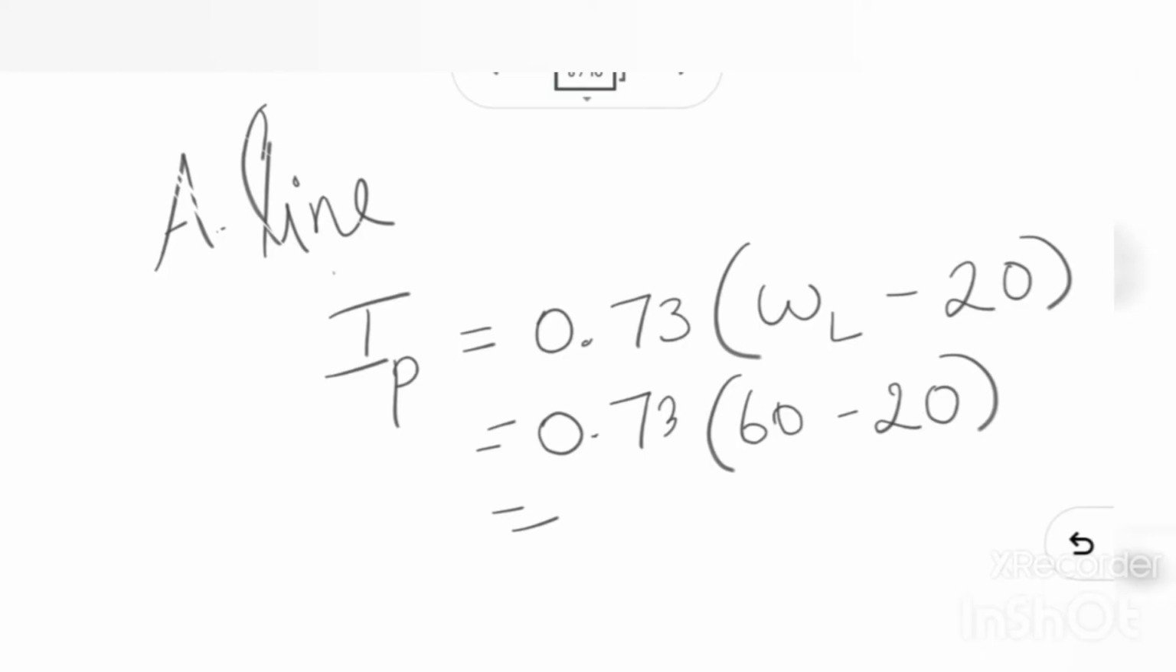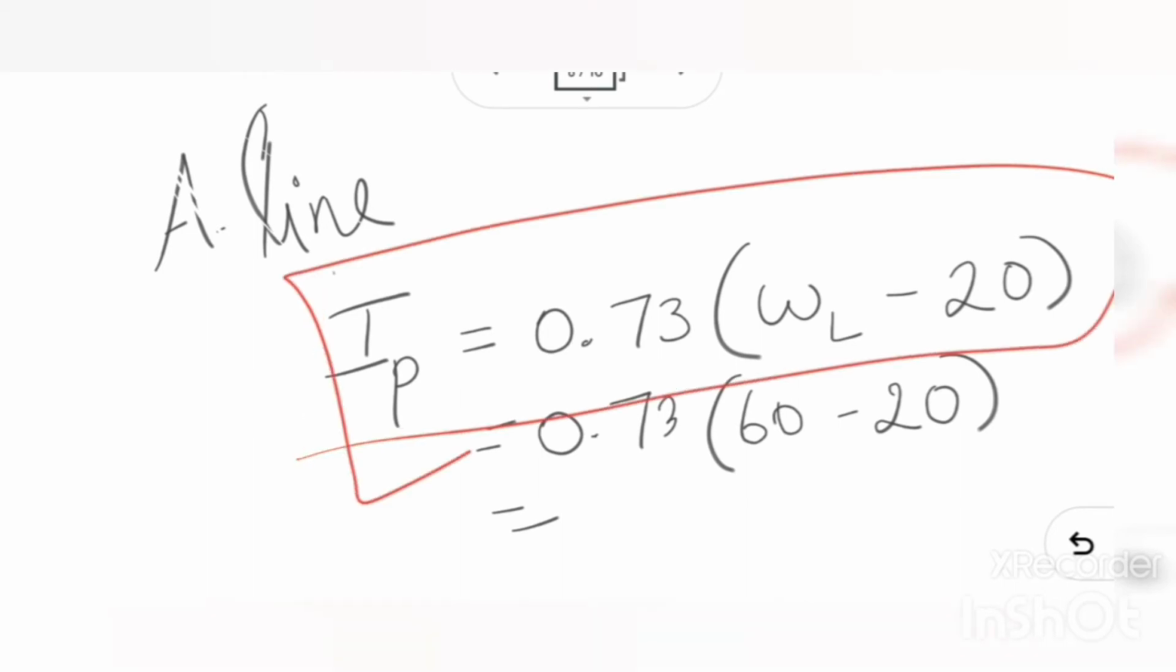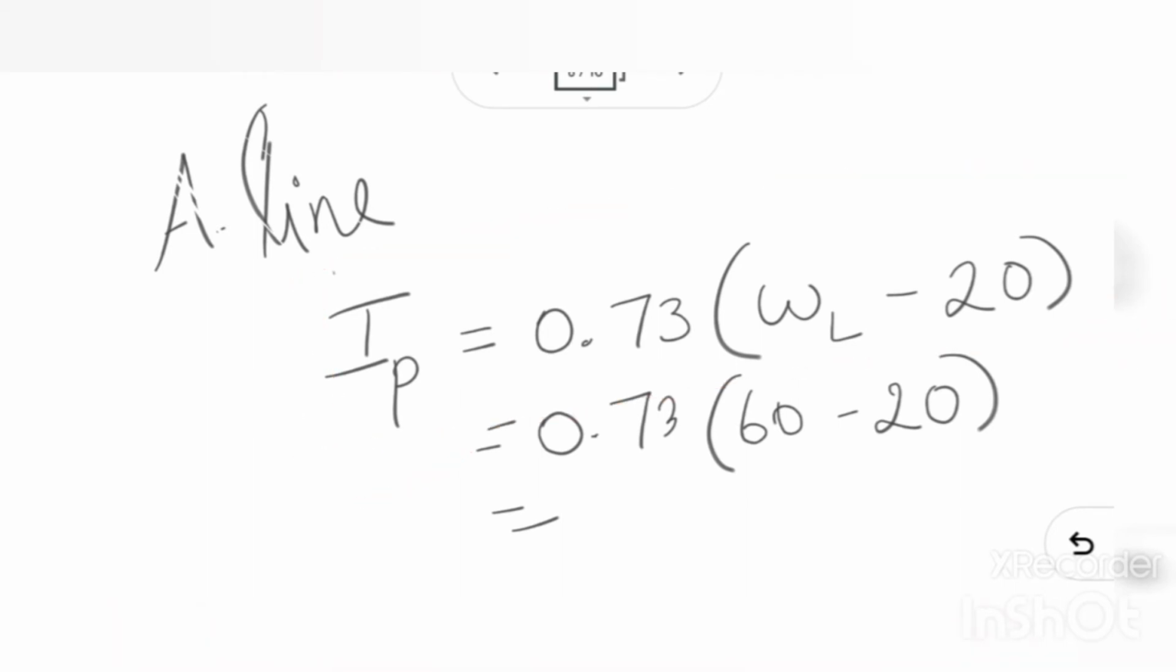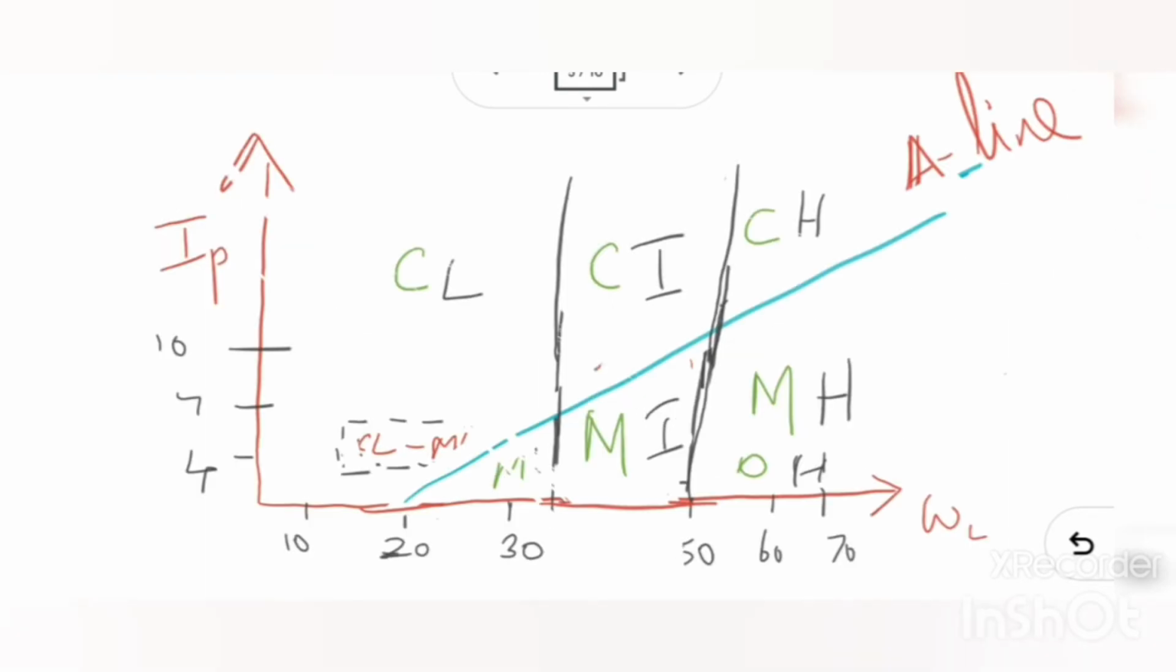To locate A line in that plasticity chart, we need to find IP from this formula. So if we just substitute our data in this, we will find our IP to be 29.2. To locate in the plasticity chart, our liquid limit for the given soil is 60. So it comes to be in this zone.